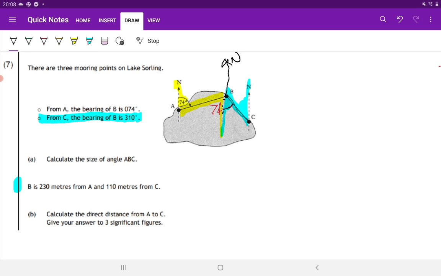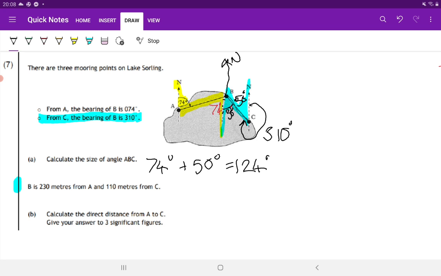And from here, all the way round to here is 310 degrees. What's a full turn? A full turn is 360. So what's left must be 50. So if that is 50, then that bit in there is also 50. So the size of angle ABC is the 74 plus the 50, which is going to be 124 degrees.